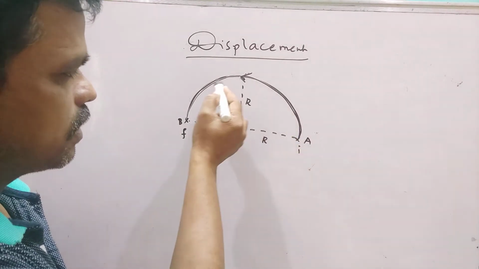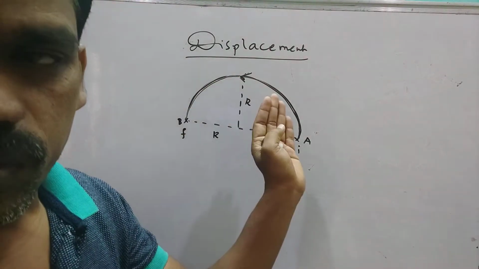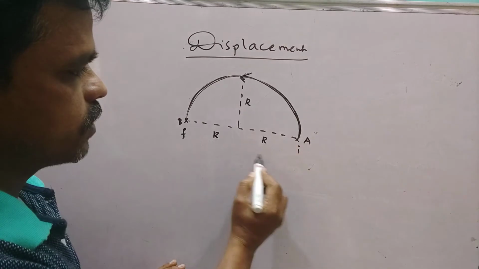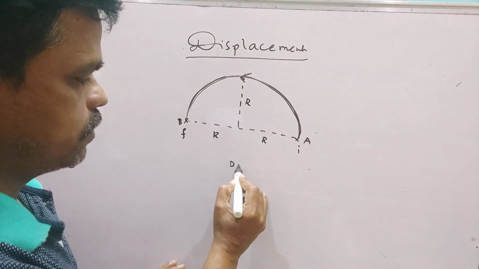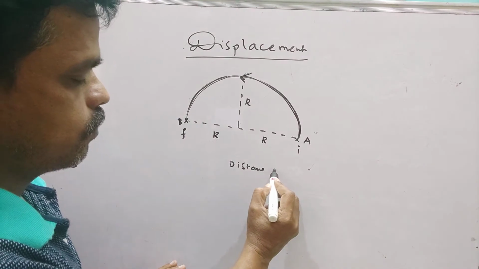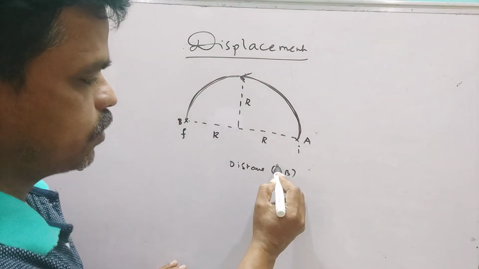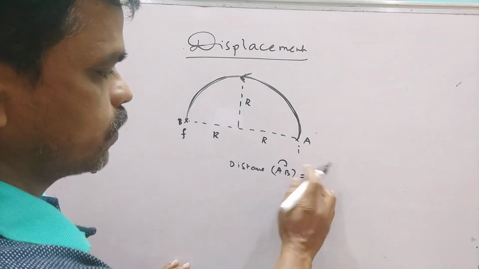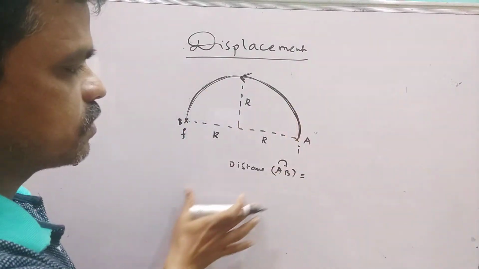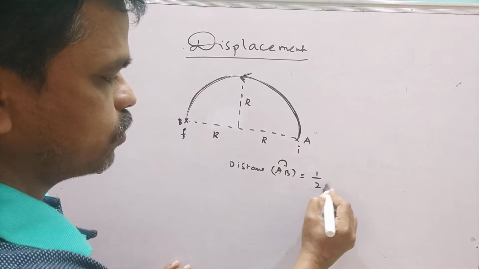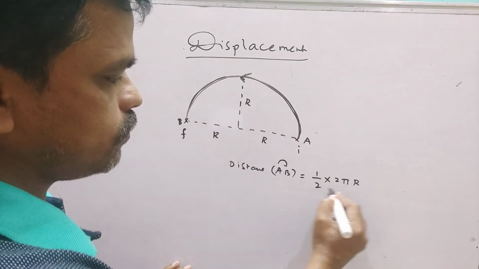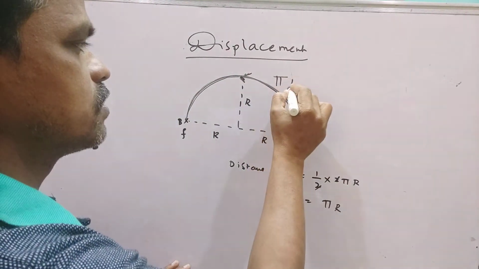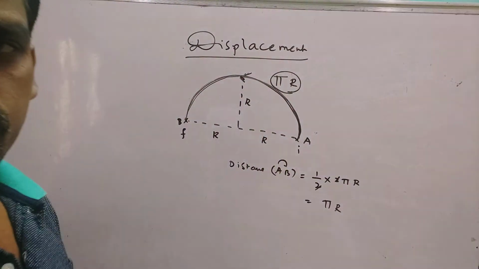So we have to calculate the length along the path only. This is the path. So the distance from A to B, that a particle moves, is nothing but half of the circumference of the circle. So 1 by 2 into 2 pi r, so we get pi r. So the distance is equal to pi r.